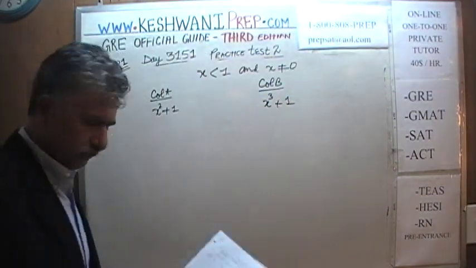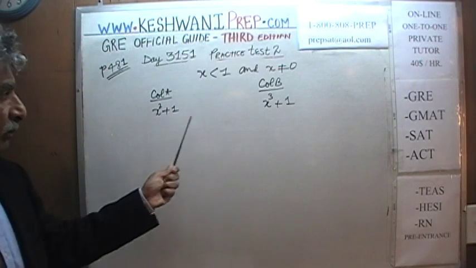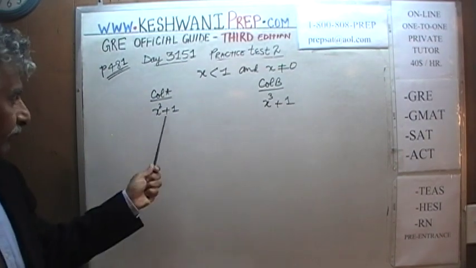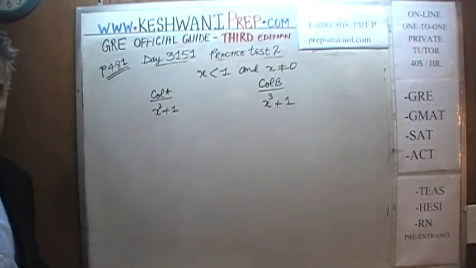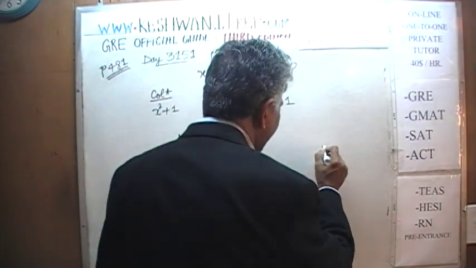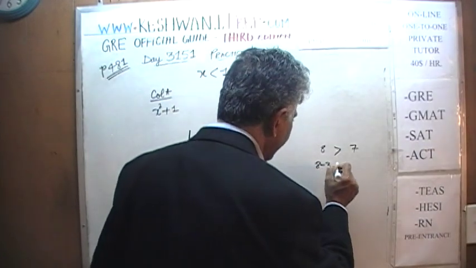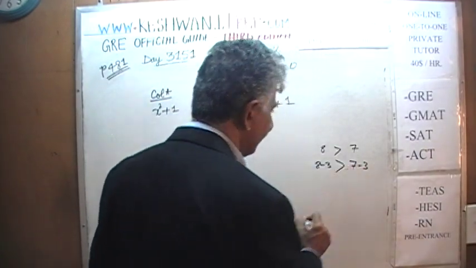Well, let's see what we can do. First thing we notice is that plus 1 appears here and plus 1 appears here. Since it appears in both columns, if we subtract 1 from both columns, it shouldn't change anything. Of course, if 8 is bigger than 7, then if you subtract 3 from the 8 and 3 from the 7, it is still bigger.